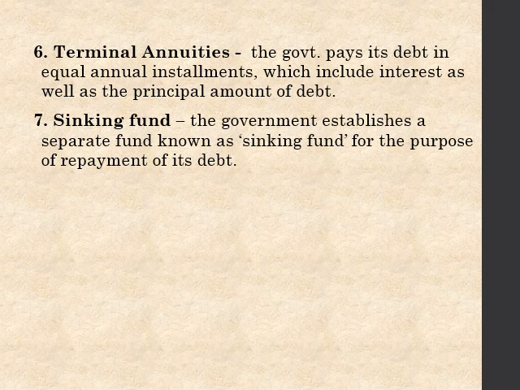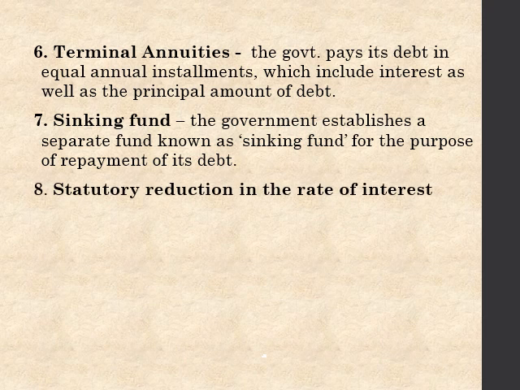Then terminal annuities, where you make payment in small installments. The government pays debt in equal annual installments, which include interest as well as principal amount. That's a simple EMI kind of thing. Then statutory reductions in the rate of interest. Sometimes the government takes statutory decisions to reduce the rate of interest payable on its public debt. The creditors are forced to accept the reduced rate of interest in view of the statutory power of the government.